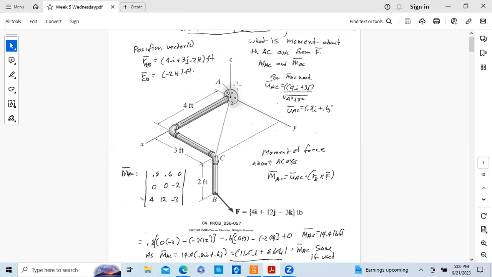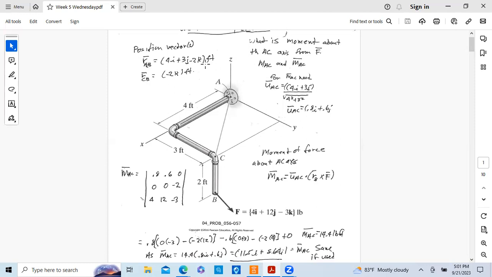So that would be 4i, then plus 3j, and then we need to get down to B, and this is going to be minus 2k feet. That's the position vector going from A to B, which is this right here. So it's 4i plus 3j minus 2k.